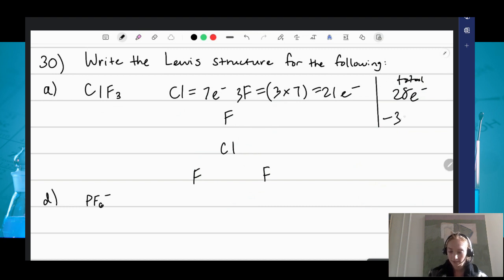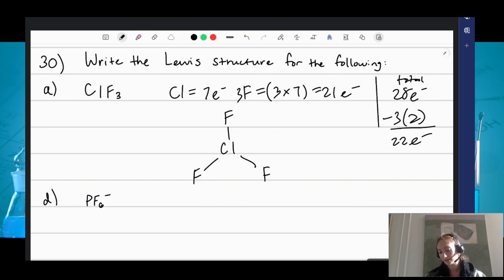So minus 3 SBs, and SB stands for a single bond. It can share 2 electrons. So actually let's write this down specifically, 3 times 2 is 6, so 28 minus 6 is 22 electrons. So let's write down those single bonds that we just calculated for. And now we have 22 remaining. And if we look at these three fluorines here, 22 divided by 3-ish is going to be around 7.